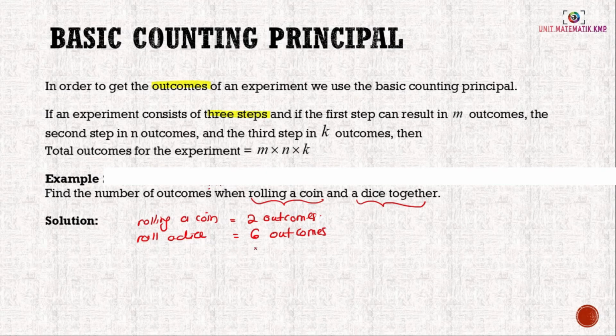So you have 12 outcomes when you roll a coin and a dice together.